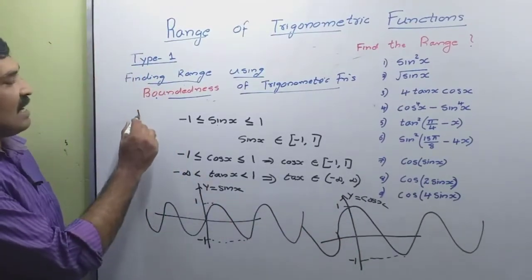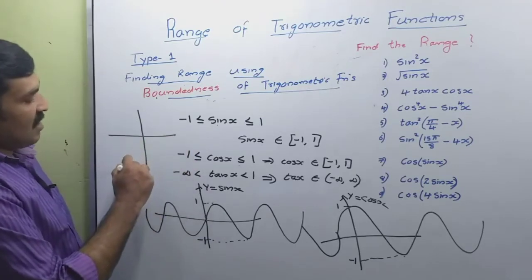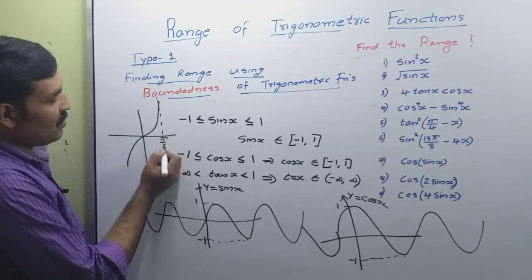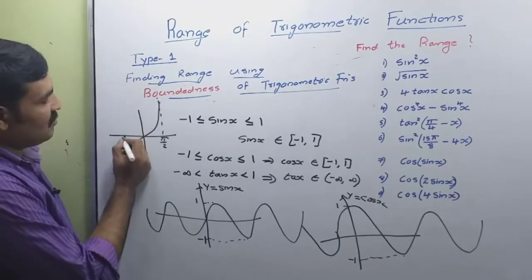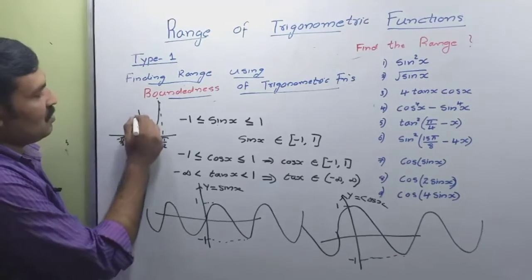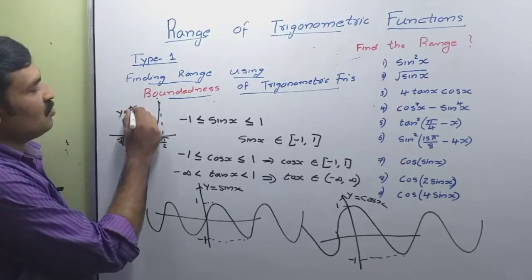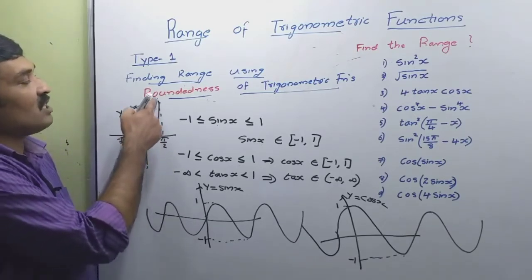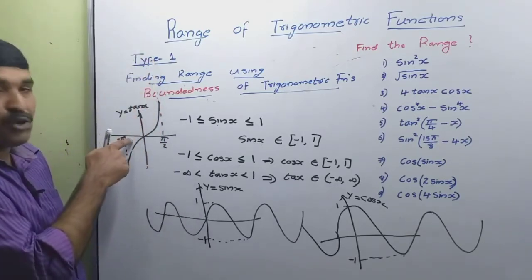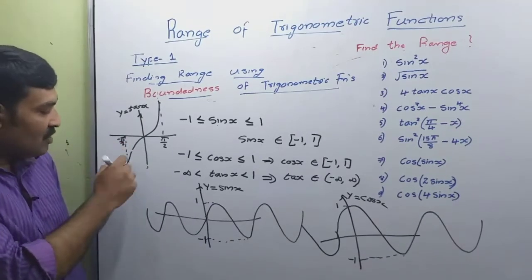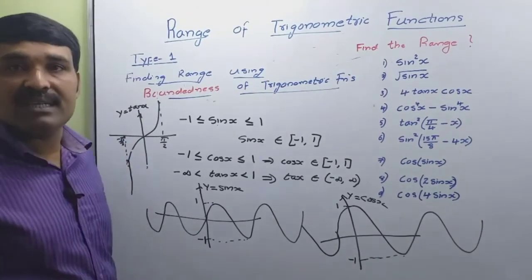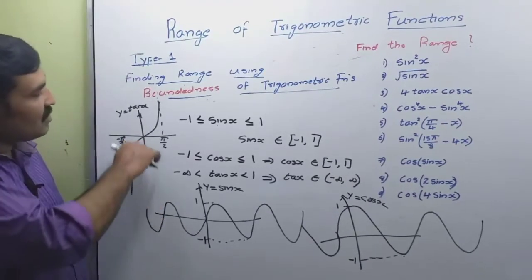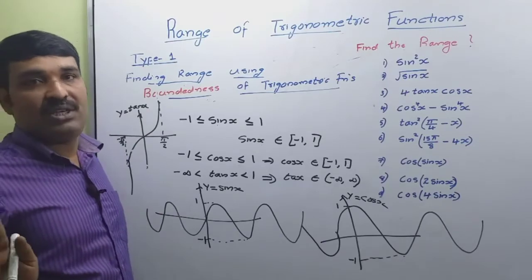In the case of the tangent function, the graph looks like this. This is at pi by 2 and this is at minus pi by 2. This is y equals tan x. When x is approaching pi by 2, the value of the function goes to plus infinity. When x is approaching minus pi by 2, the graph is going to minus infinity. That is not a bounded function. So the value of y is from minus infinity to plus infinity.